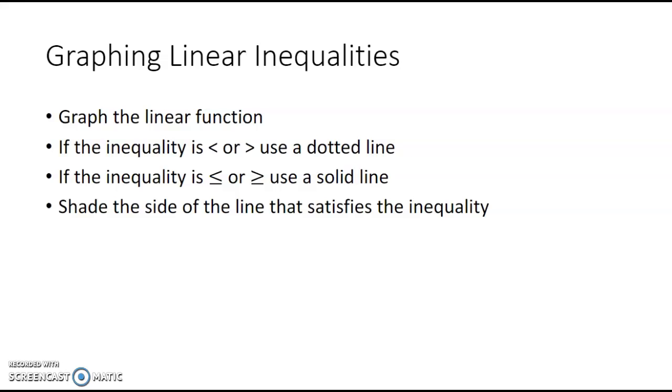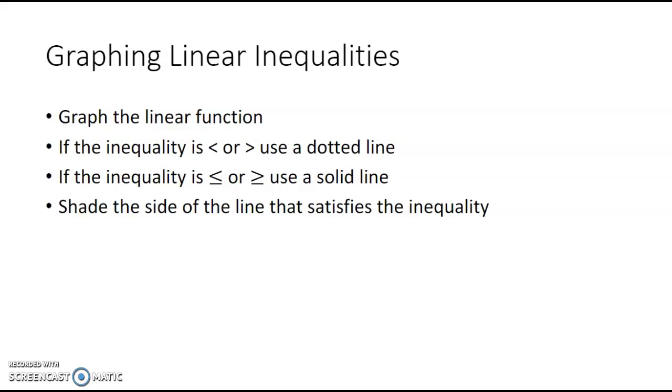If we used a greater than or a less than symbol, instead of a solid line, we want to use a dotted line. This tells us that the boundary doesn't actually satisfy that inequality. So we want to use a dotted line to represent that. If our inequality is greater than or equal to or less than or equal to, then we do want to use a solid line because that indicates that the points on that boundary line satisfy the inequality.